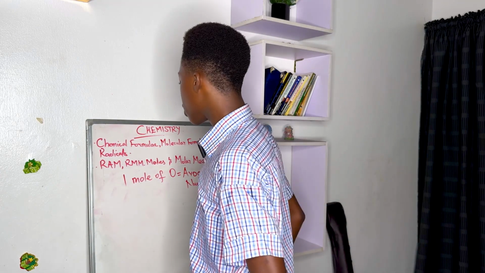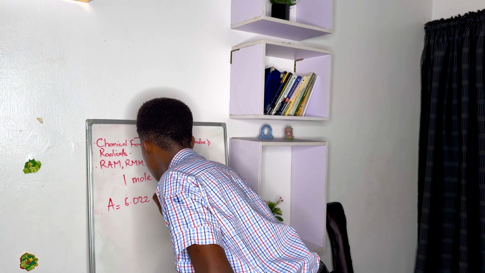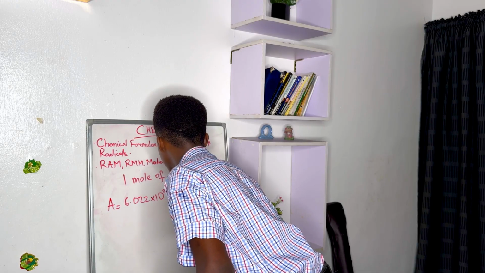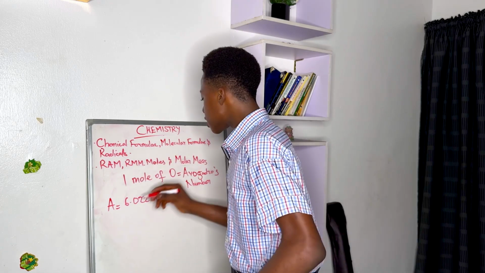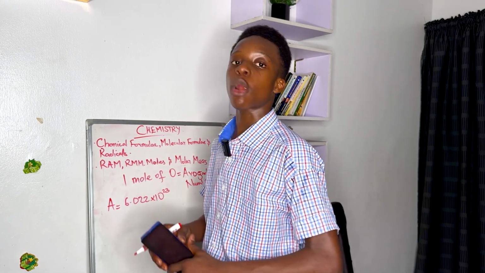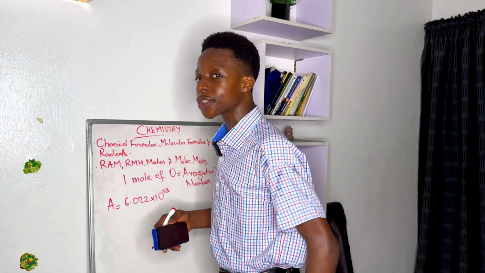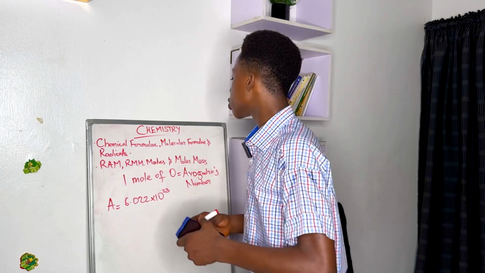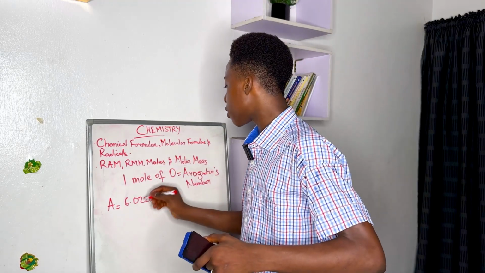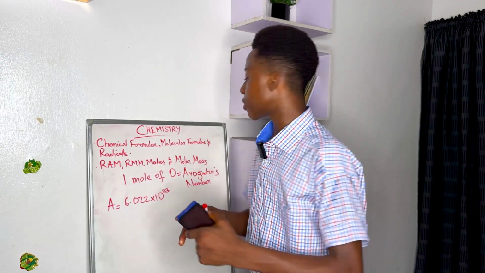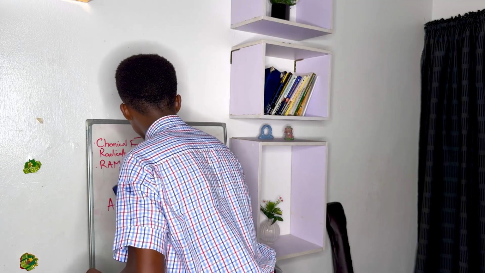And what is Avogadro's number? Avogadro's number, which I'm going to call A, is 6.022 times 10 raised to the power of 23 particles. It means that 1 mole of oxygen contains exactly 6.022 times 10 raised to the power of 23 particles. If you want to find out how many atoms are in 1 mole of oxygen, you don't need to start counting them. All you need to know is that the atoms in 1 mole of oxygen is just 6.022 times 10 raised to the power of 23 atoms.